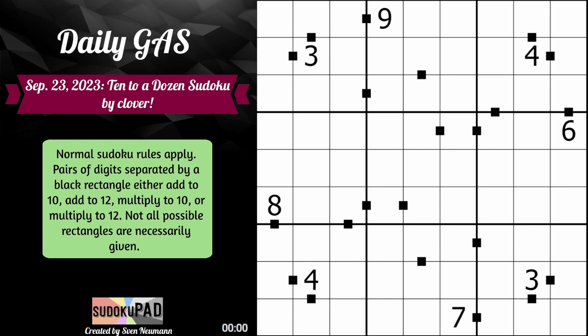Sorry, I almost forgot. Not all possible rectangles are necessarily given. That means that we could have, for example, a 4-3 pair here. Those multiply to 12, but there is no black dot, and that would be okay. All right. Now, finally, those are the rules. Let's just jump right into the puzzle.